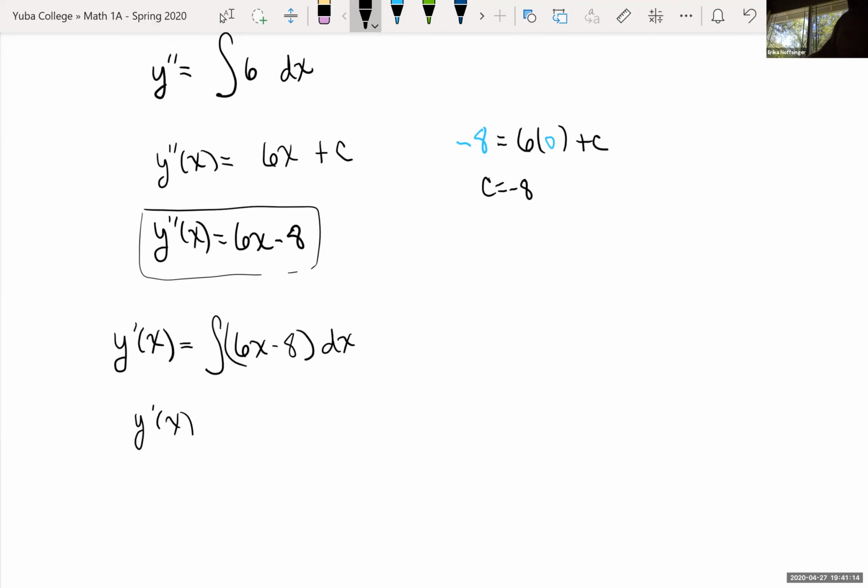So I can use my power rule. The power rule says you're going to add 1 to your exponent. So adding 1, I get plus 1 to my 1. Divide by your new power, so divide by 2 in here. Minus a constant times x, so minus 8x plus c.